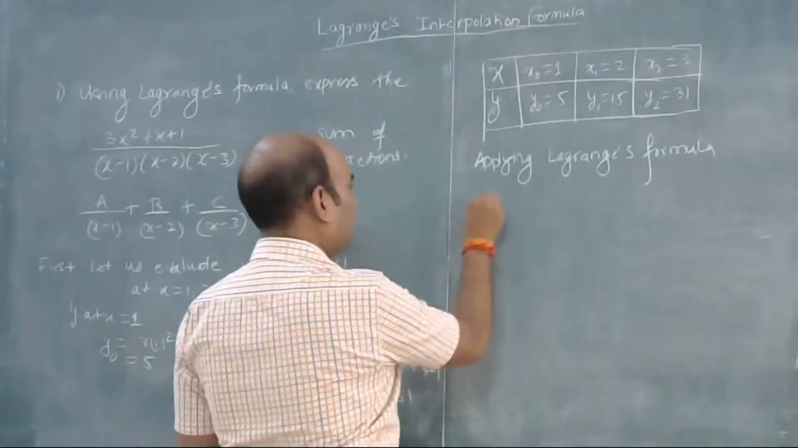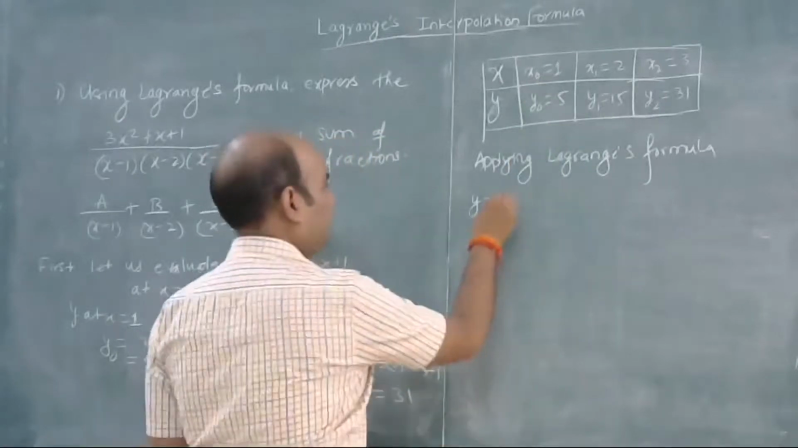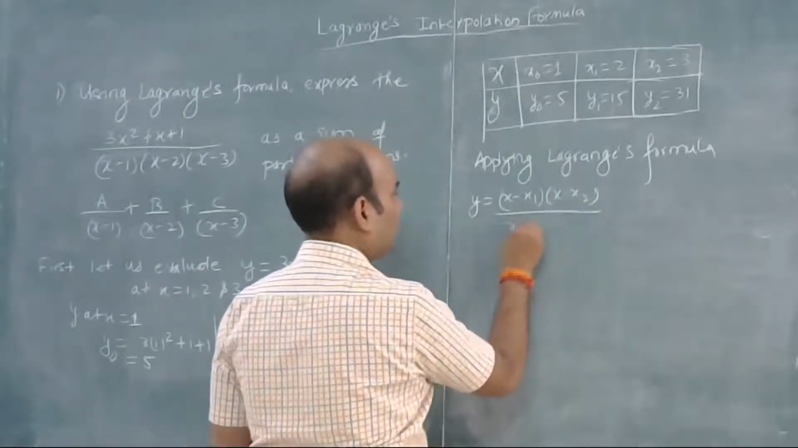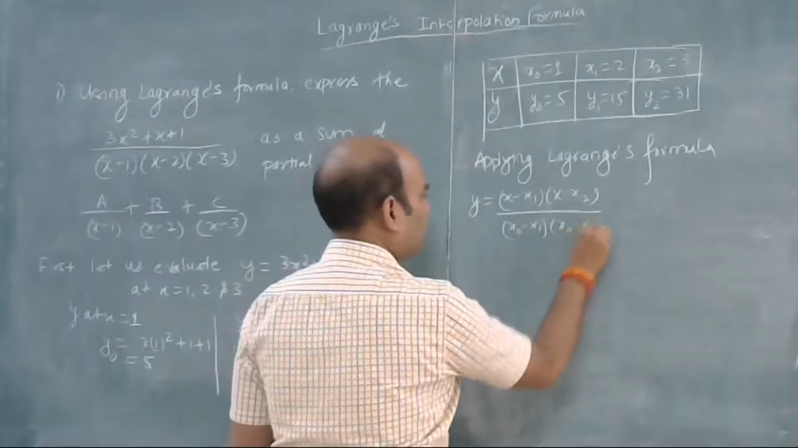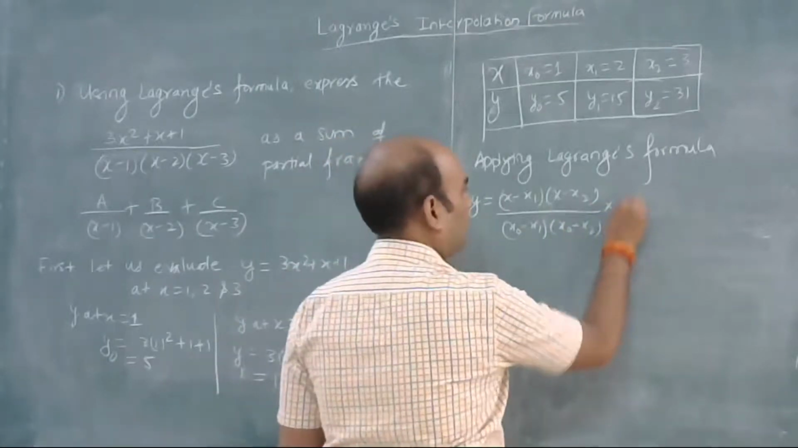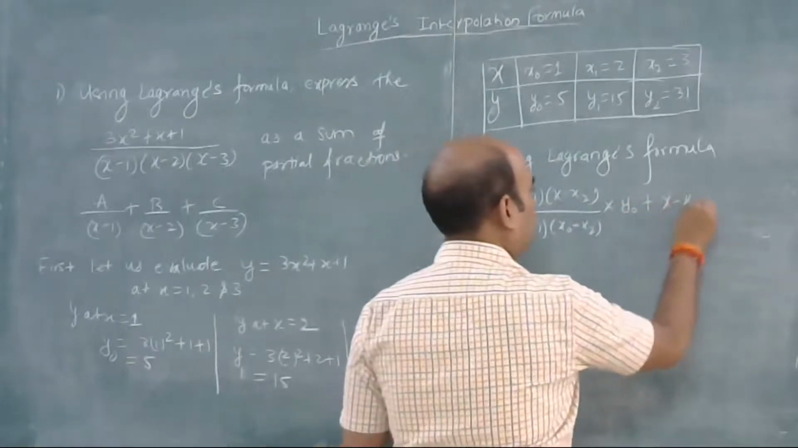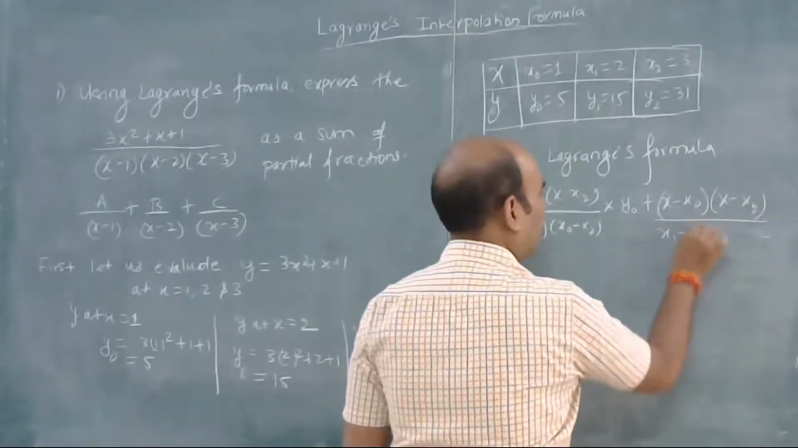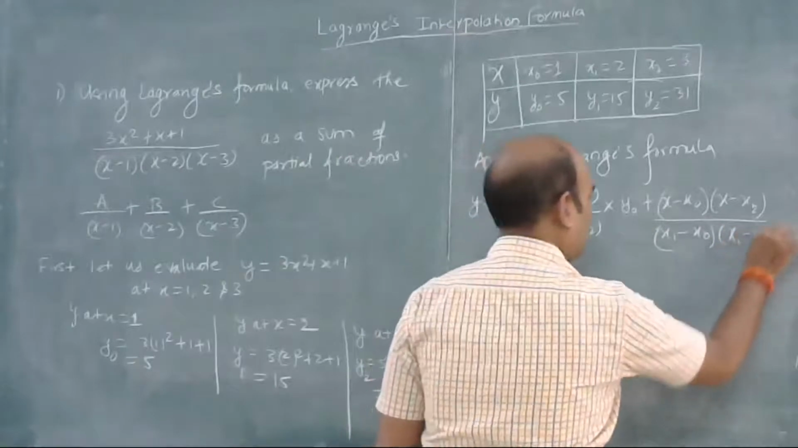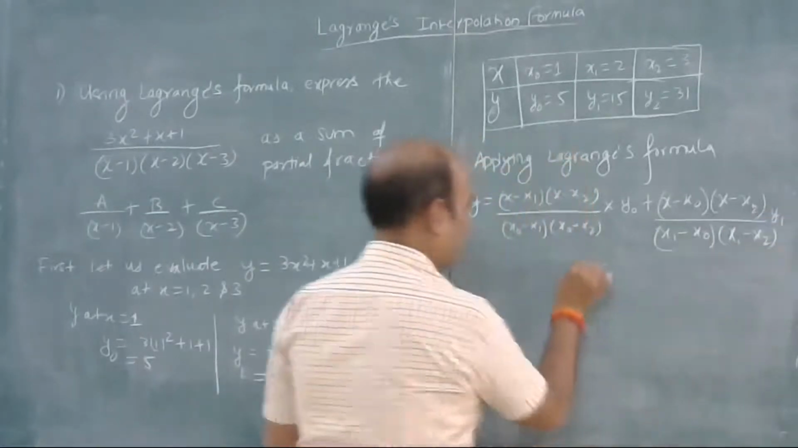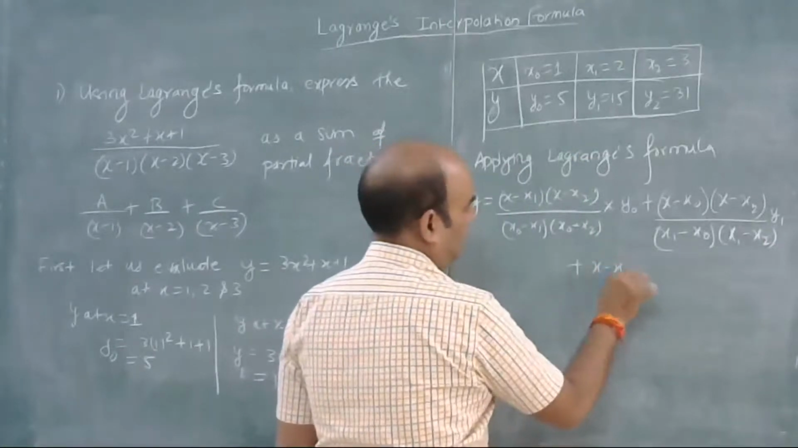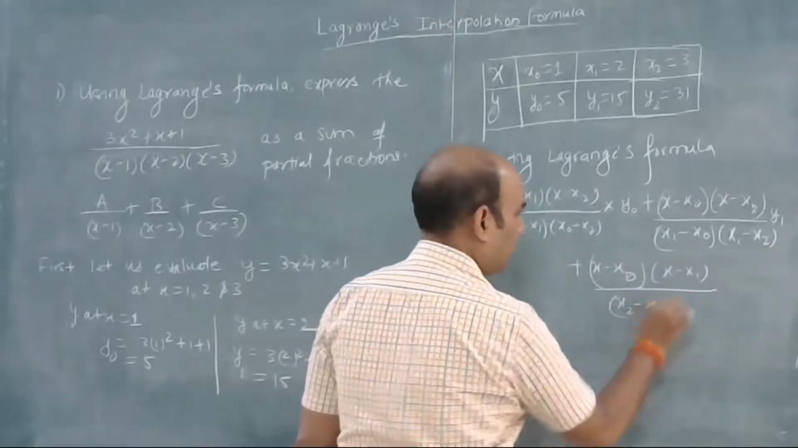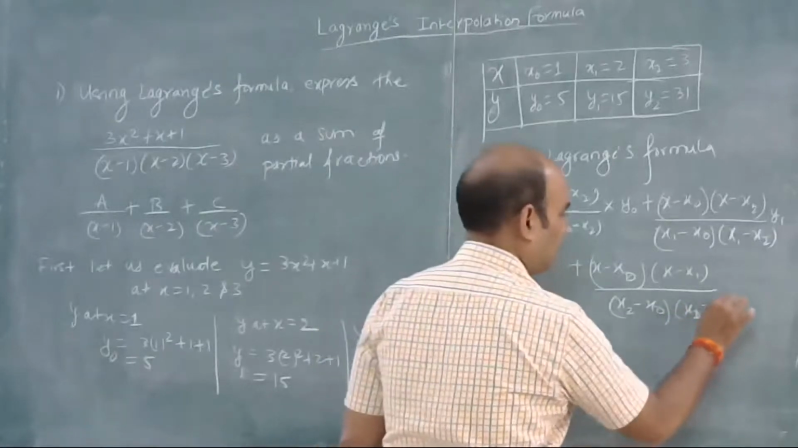So y will be equal to, there are only 3 terms, so this will be (x minus x1)(x minus x2) divided by (x0 minus x1)(x0 minus x2) into y0, plus (x minus x0)(x minus x2) divided by (x1 minus x0)(x1 minus x2) into y1, plus (x minus x0)(x minus x1) divided by (x2 minus x0)(x2 minus x1) into y2.